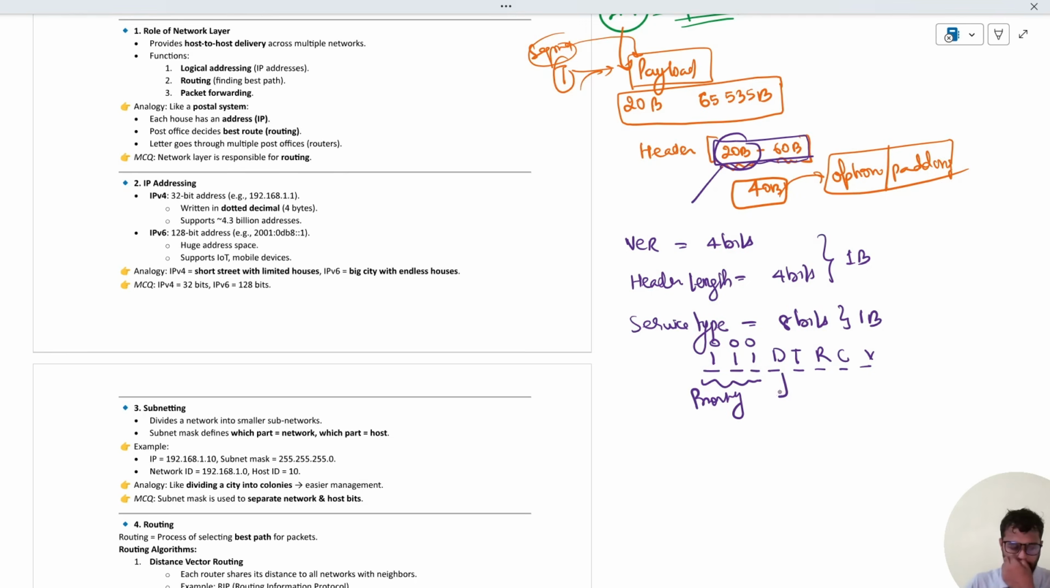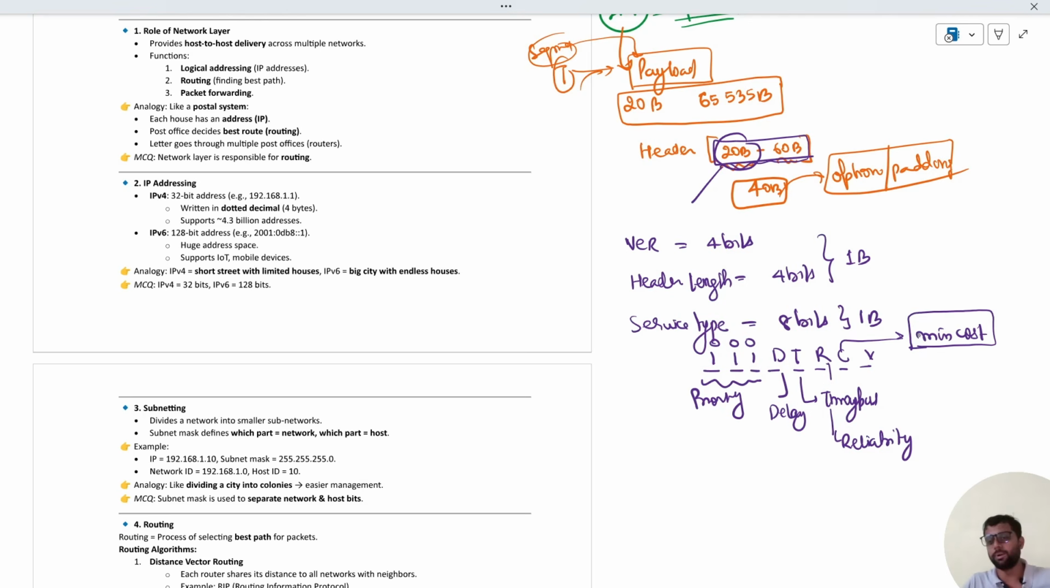So D is for minimizing delay. T is for maximizing throughput. R is for maximum reliability. Just note it down. And C is for minimum cost. What is minimum cost? When we forward the packet in the network among devices, we need to calculate the minimum cost. If minimum cost is required, we have to choose that path which will cost us the minimum.